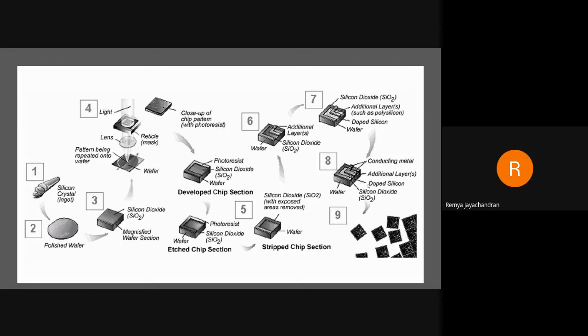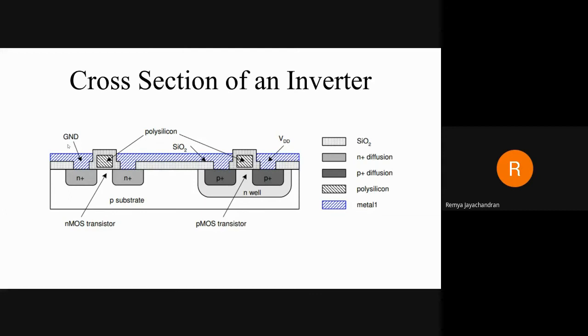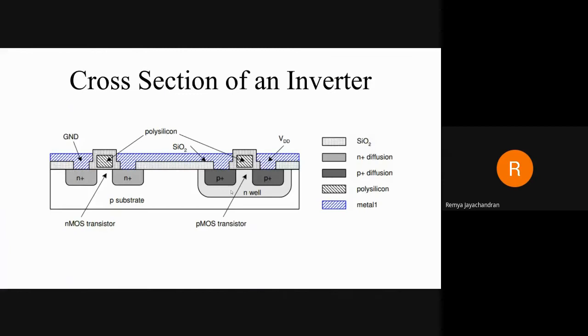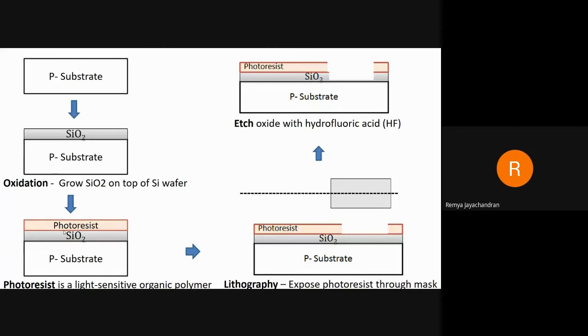So we'll see an example for that. This is the cross section of an inverter, in which you can see that this is the NMOS transistor and this forms the PMOS transistor. So this is the wafer, that is a doped wafer, that is P substrate. To that we apply oxidation. By oxidation, we have developed the silicon dioxide over the substrate. So we want to pattern. We have to create the envelope here. For that, we are going for the photolithography process. First, we'll deposit the photoresist. And then it will be exposed to the light. This is the mask. So the remaining portions are protected and this portion is exposed and it will react with the light. And here we can etch the oxide with hydrofluoric acid.